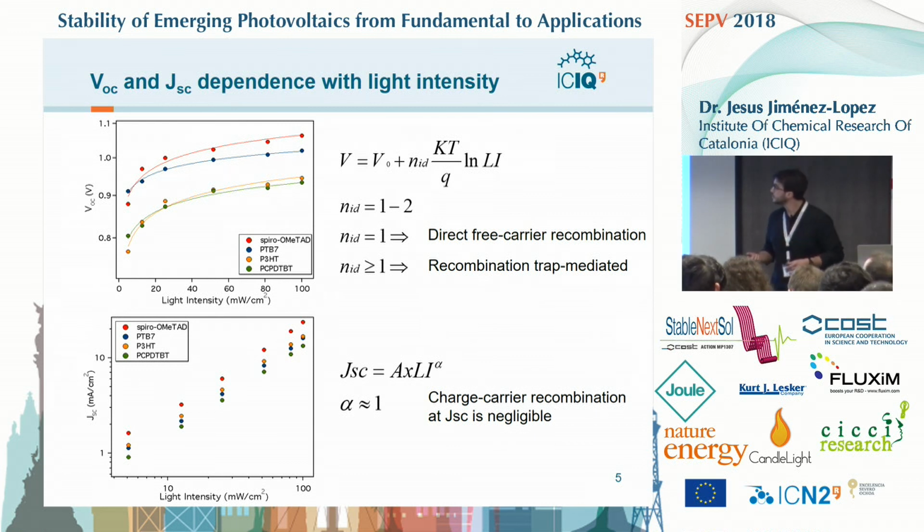Our first approach to the study of recombination was measuring the VOC and JSC dependence on light intensity. From the VOC analysis, we obtain from our fitting the ideality factor. If it's 1, it tells us that it's direct free carrier recombination, and with an ideality factor bigger than 1, the recombination is trap-mediated. Also with the JSC analysis, if we fit it to a power law dependence and our alpha factor is close to 1, the charge carrier recombination at JSC is negligible.